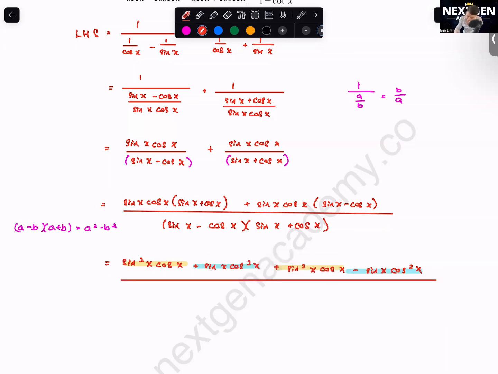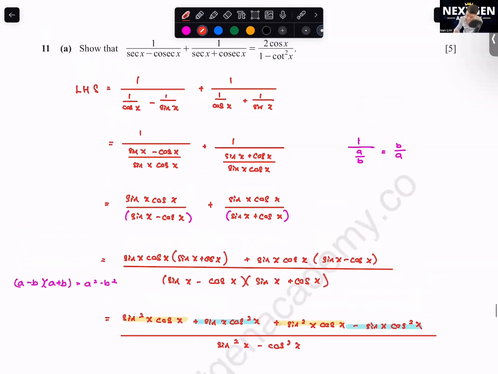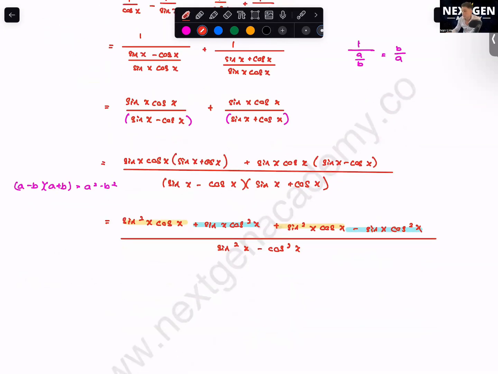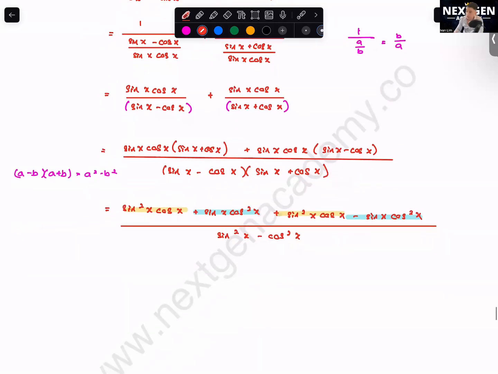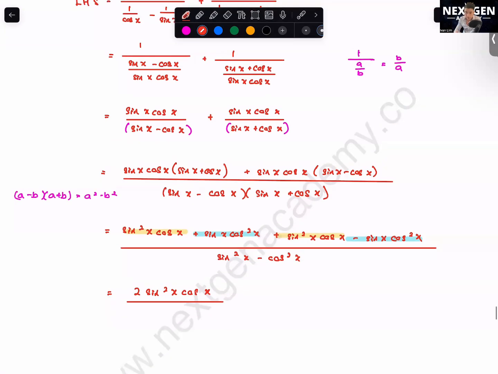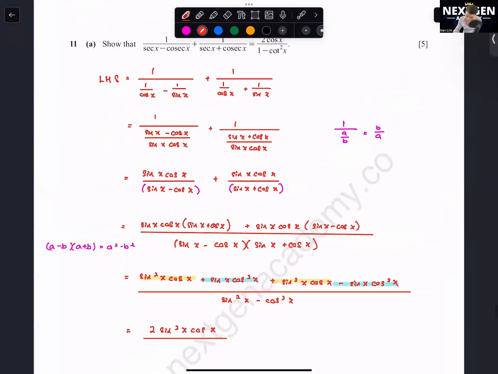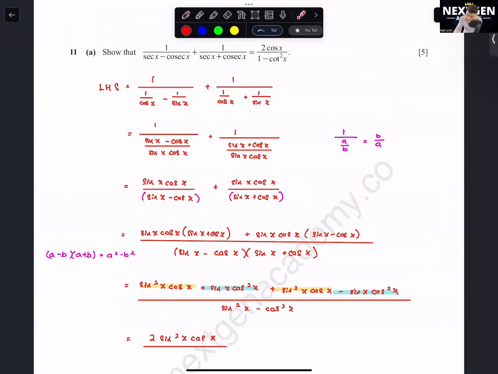Okay, what's a square minus b square? Sine square x minus cos square x. We can simplify. We write down the top part first. The two yellow ones, you add up together, you get 2 sine square x cos x over. Okay, what can you do to the bottom part? Look back into the question and see what they want. They want us to have 2 cos x, then at the bottom, 1 minus cotangent square x.